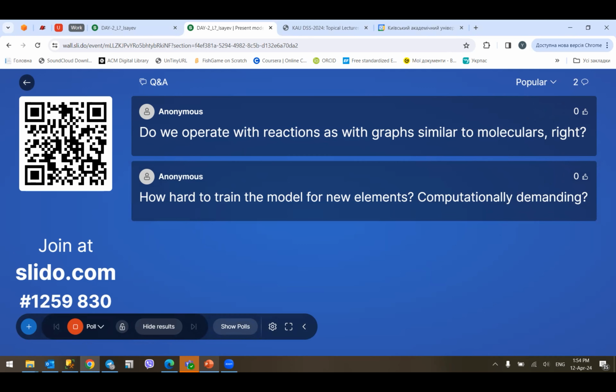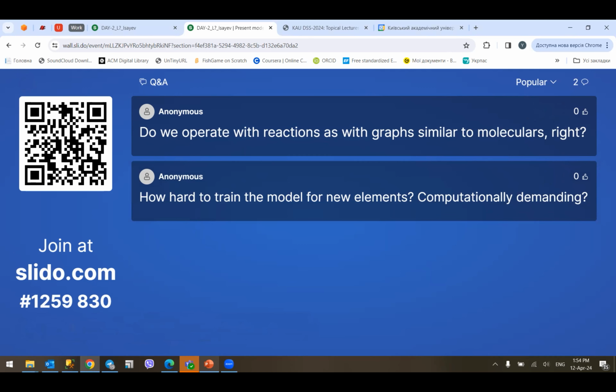How hard is it to train a model for new elements? The price to pay is that you need a decent cluster to enable throughput of reference calculations. However, what we see is that the scale of data is not exponential. If you have more elements, you don't need exponentially more data. It's more linear.